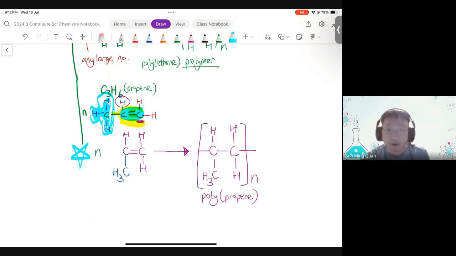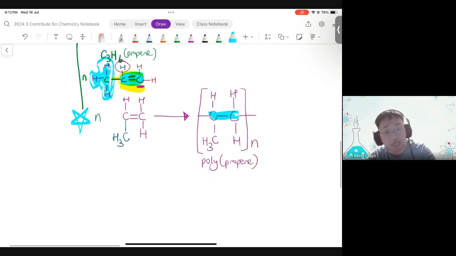Now, the next thing before we end this video, the polymer must always have just two carbon atoms in the middle. You can have more carbon atoms above and below it, but you cannot have more than two carbons in the middle. The middle part, the skeletal part of this repeating unit, should only have two carbons. Okay, so this is the structure of polypropene.